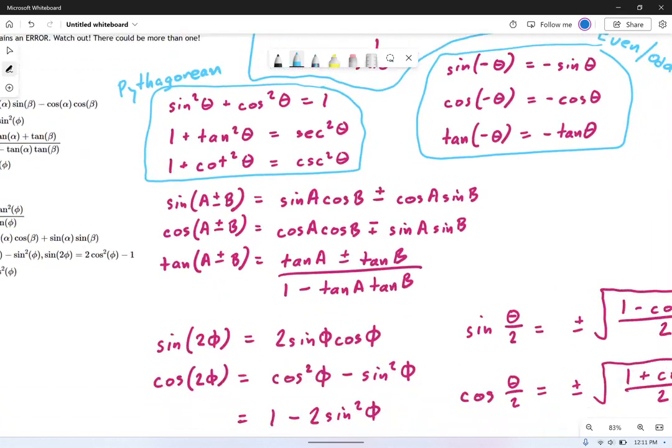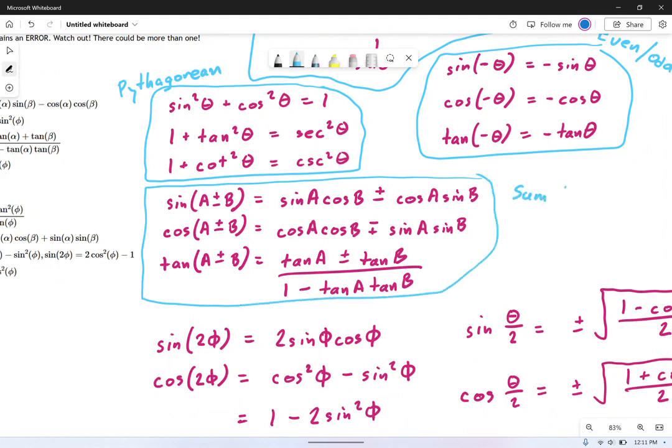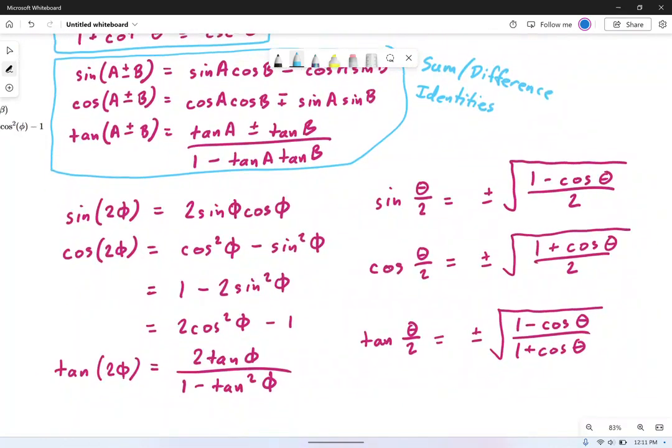Okay. Moving on, you have the sum difference identities. And I think the first 2 of those are the most important. The sine and the cosine identities. You really need to memorize those. You can figure out tangent if you need it, so you don't need to memorize tangent, but sine and cosine, those are pretty essential.